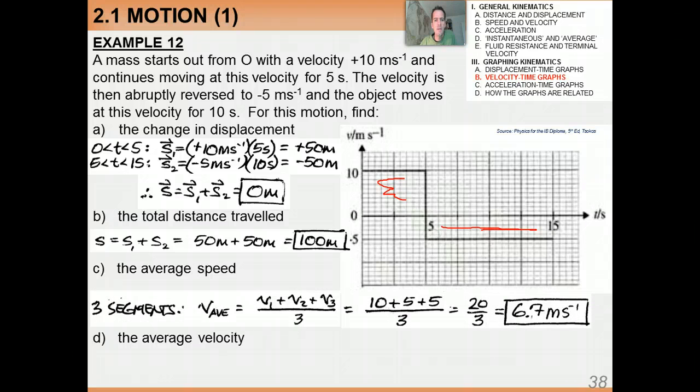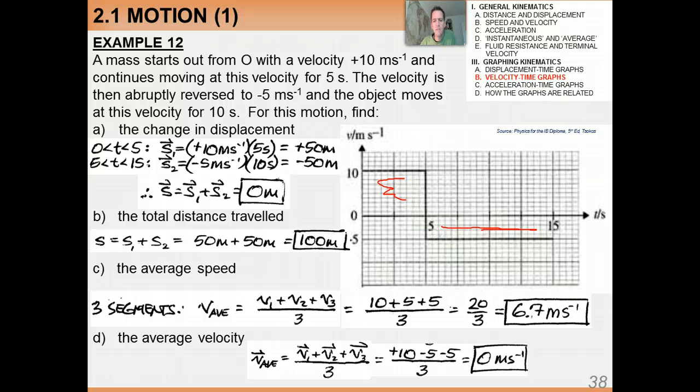The average speed, okay, there are 3 segments. I got an average speed of 6.7 meters per second and an average velocity of 0 meters per second because the total change in displacement was 0, okay?